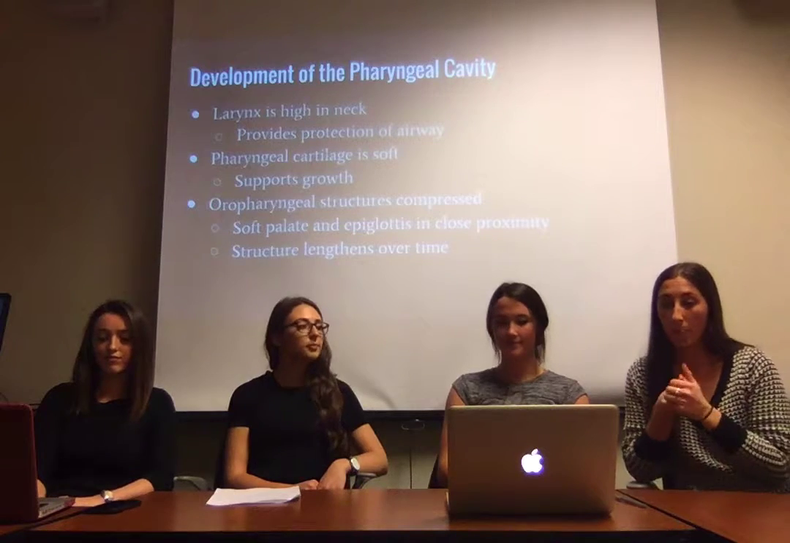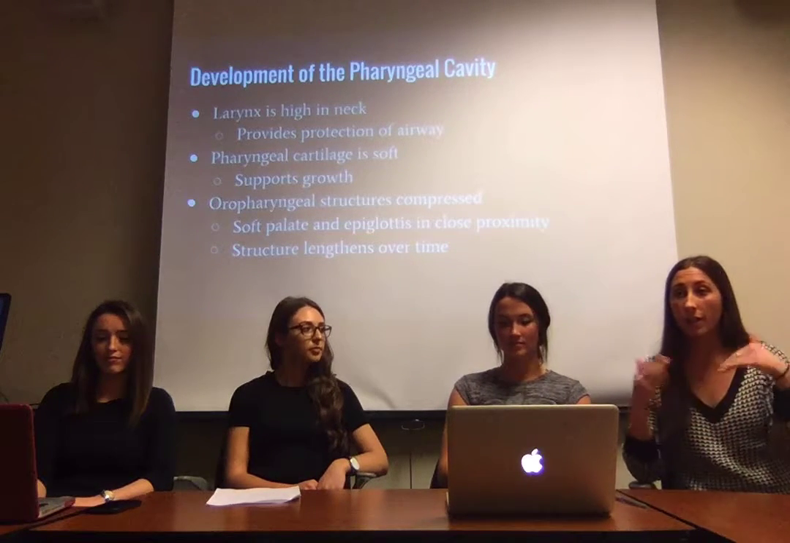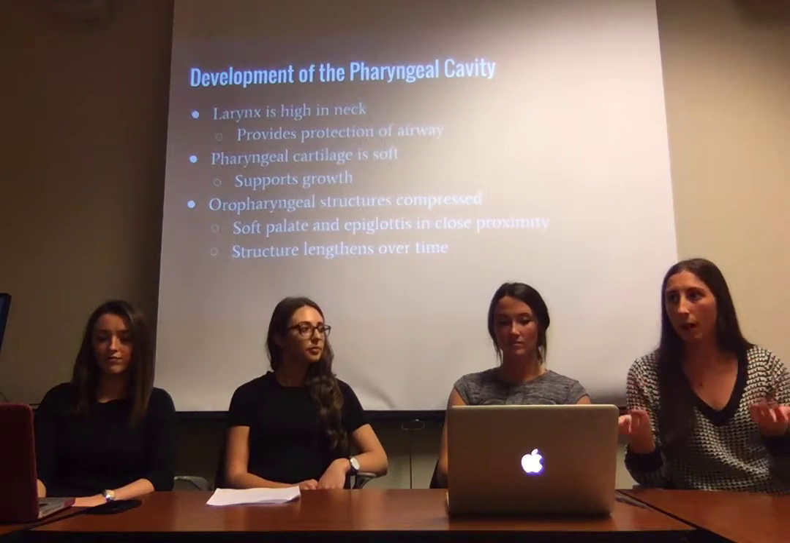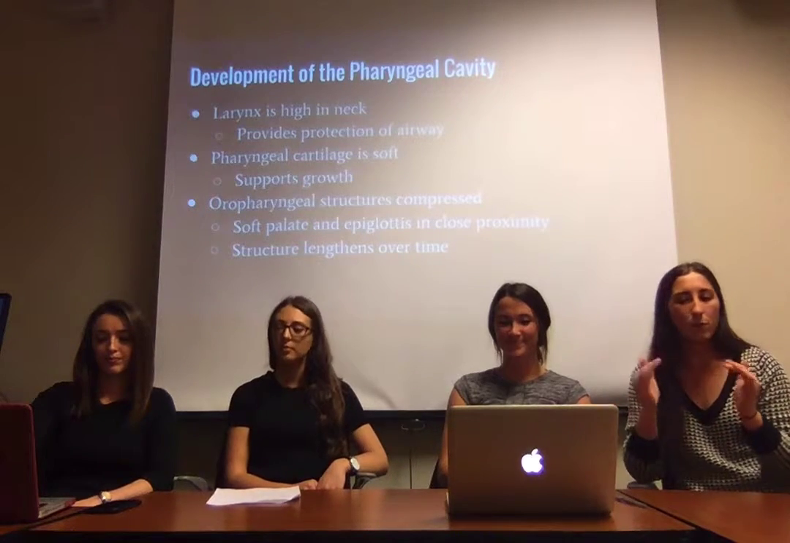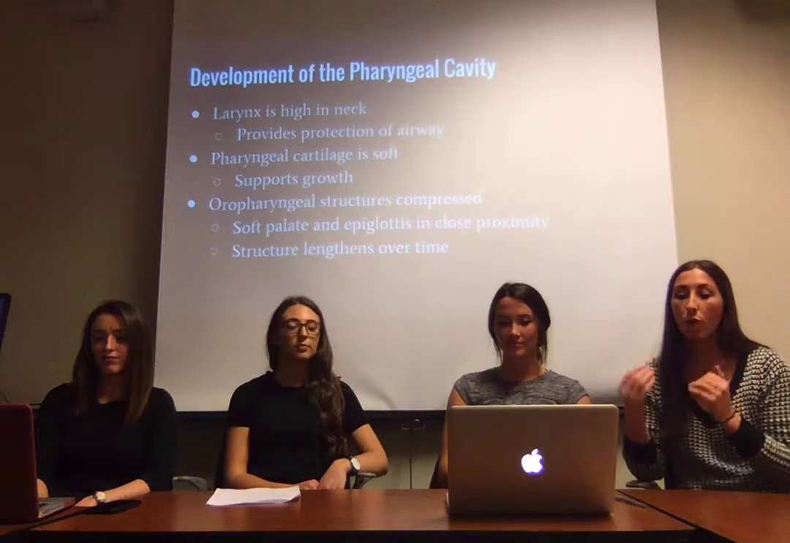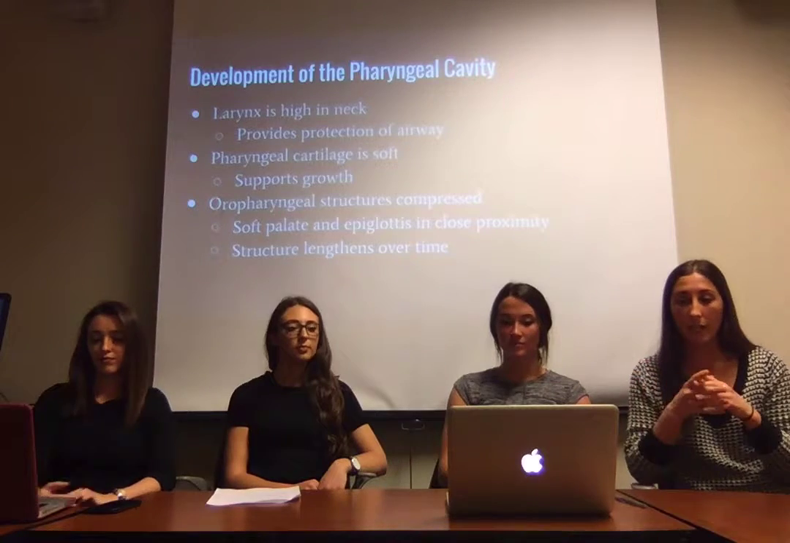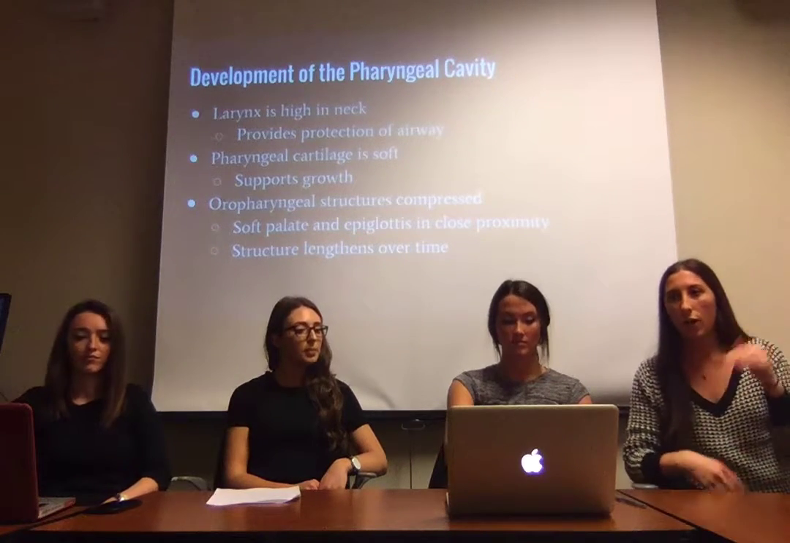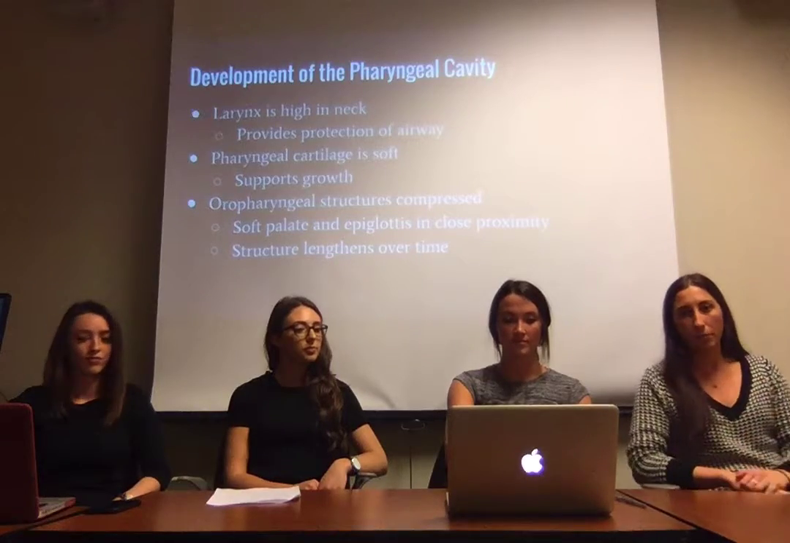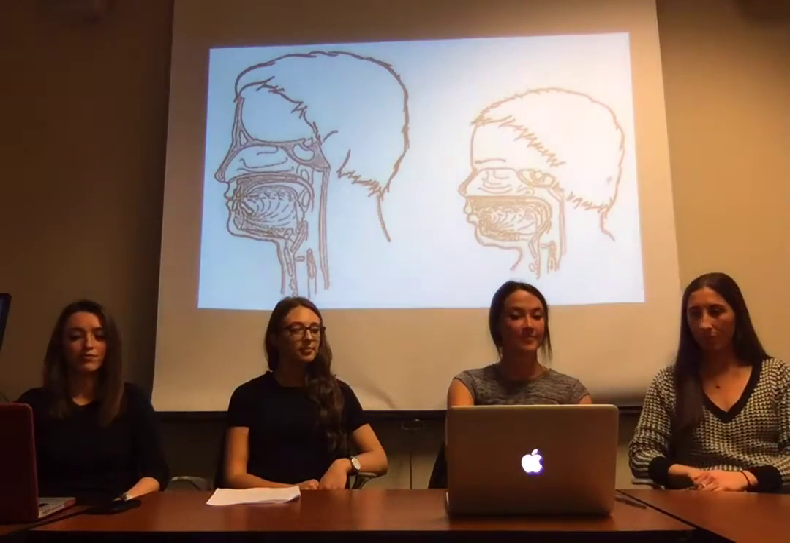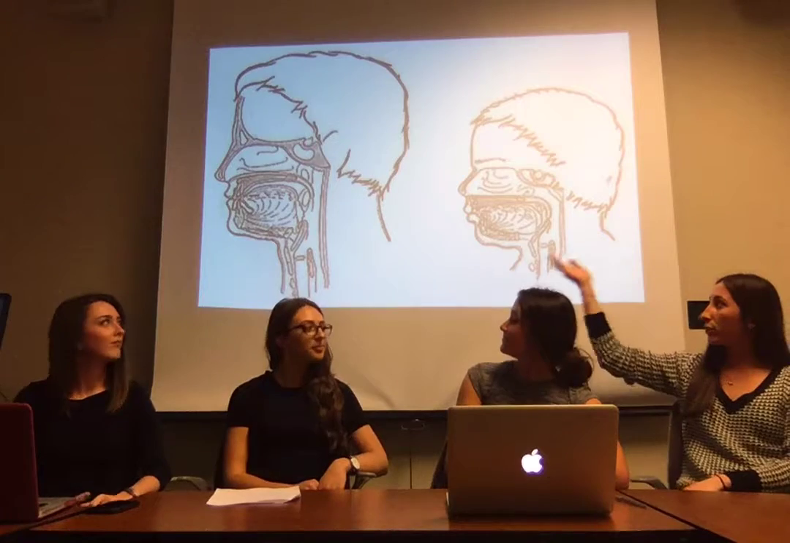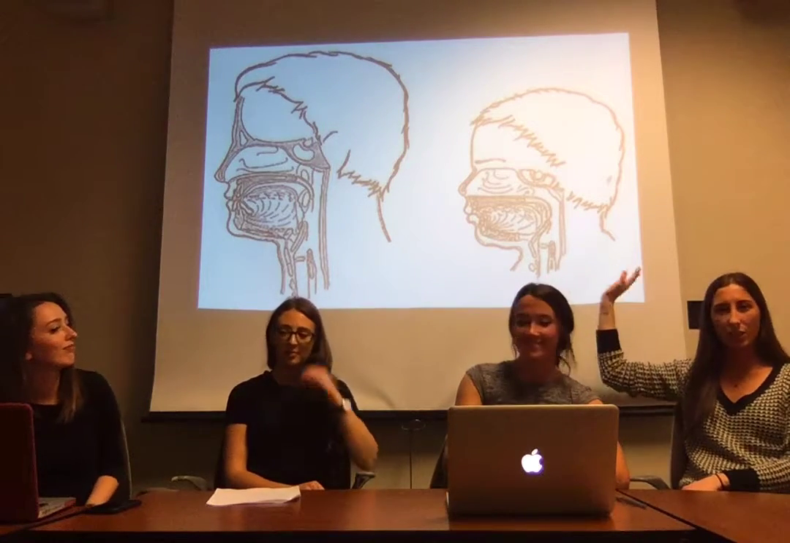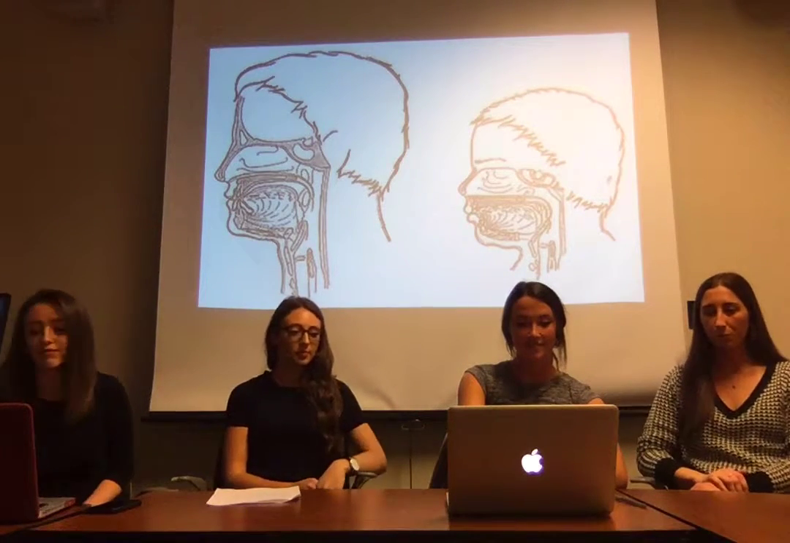All these cavities as a whole are adult-like by 3 years old. By 4 to 6 months of age, the structure is no longer protective, so that structure lengthens out. The larynx drops and those structures separate. So this is a child to adult comparison, just to give you a better visual.